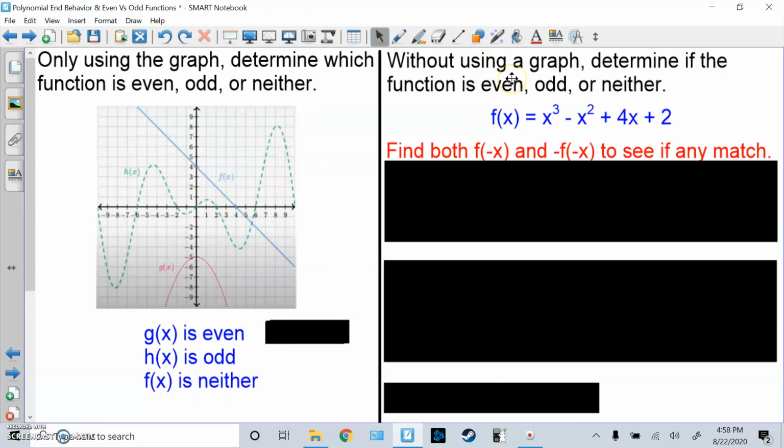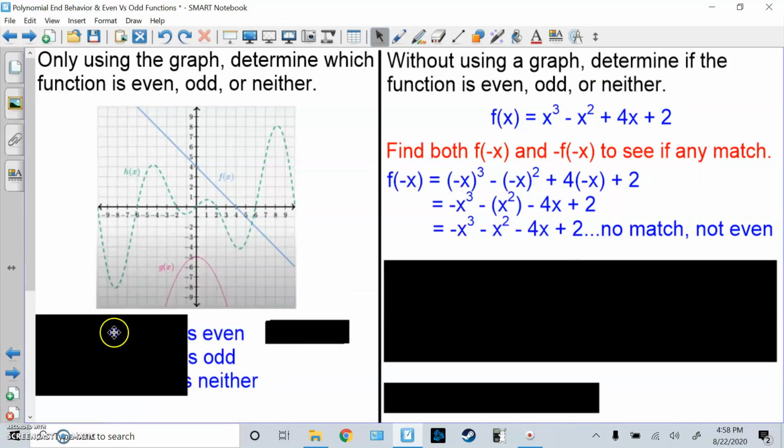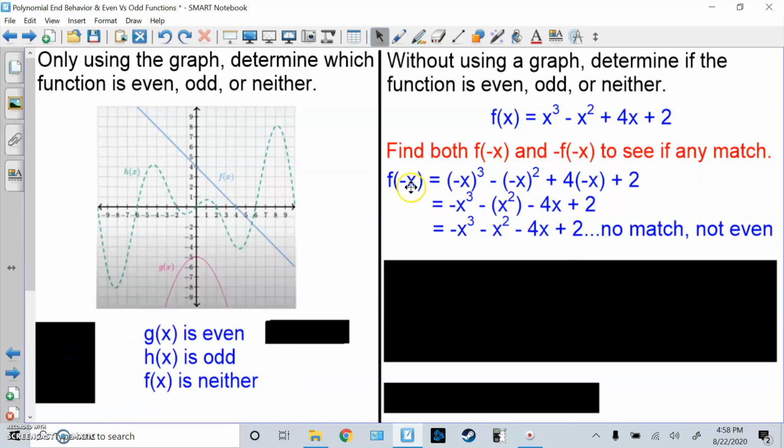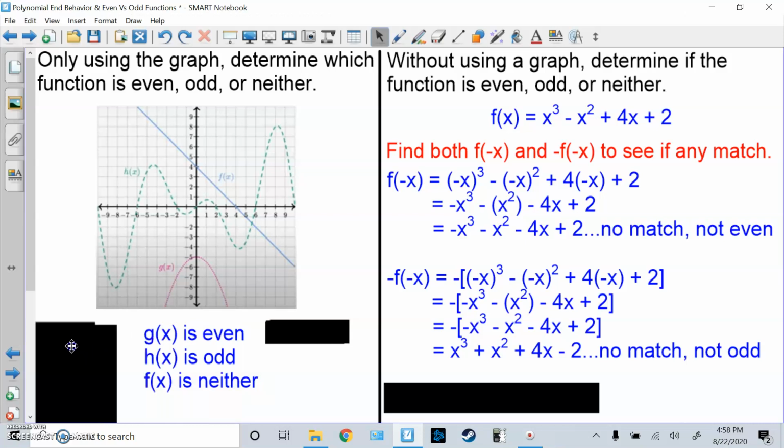Sometimes you have to do it without a graph, determine whether this function is even, odd, or neither. So we have to find both f of negative x and negative f of negative x to see if they match. Here's the first part. I plug in negative x for every x. Then I calculate, you get a negative x all cubed stays negative. A negative x squared times positive, but don't forget this negative sign here. That just is negative x. I multiplied, I got all this once I did, so this is not matched to the original, so it is not even.